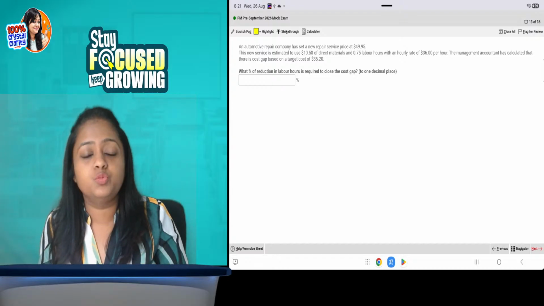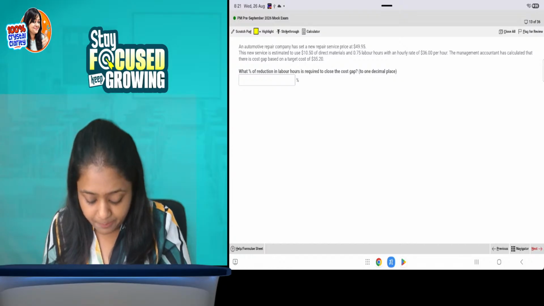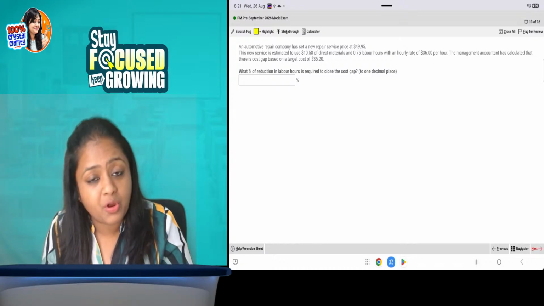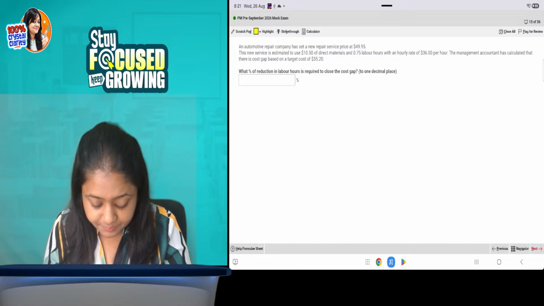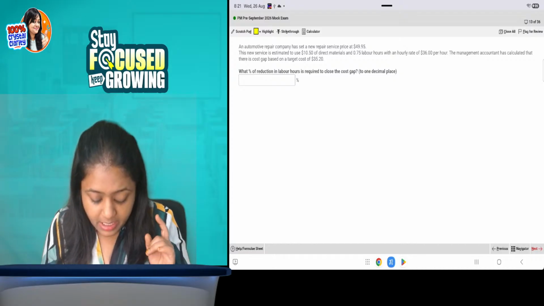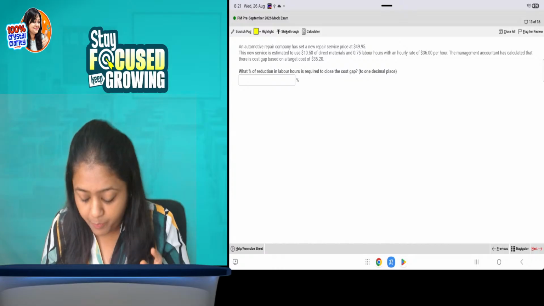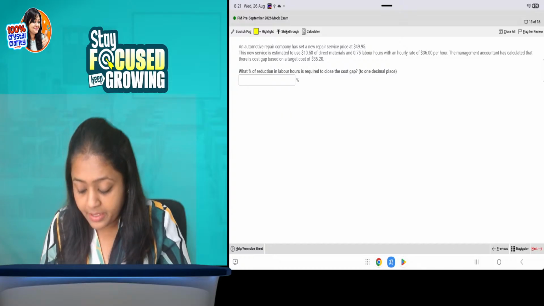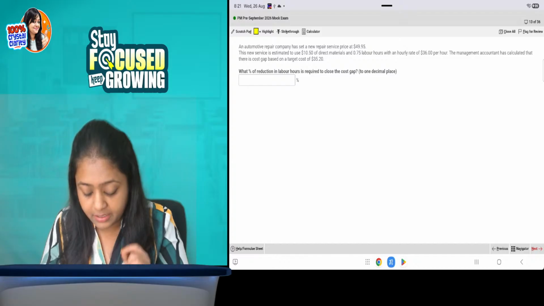So we are approaching the end of section A questions. Now, an automotive repair company has set a new repair service price at 49.95. New repair service price is 49.95. Okay, this is the price that they have set. This new service is estimated to use 10.5 of direct material and 0.75 labor hours with an hourly rate of 36. The management accountant has calculated that there is a cost gap based on a target cost of 35.2.